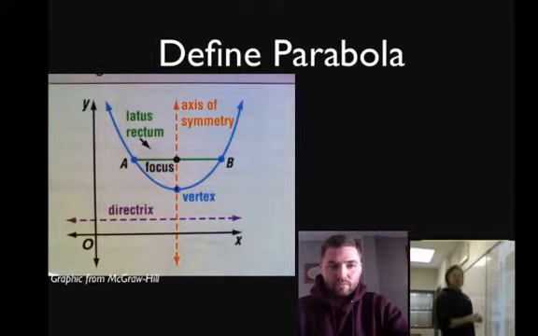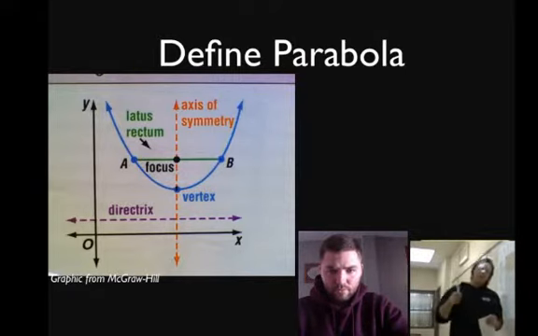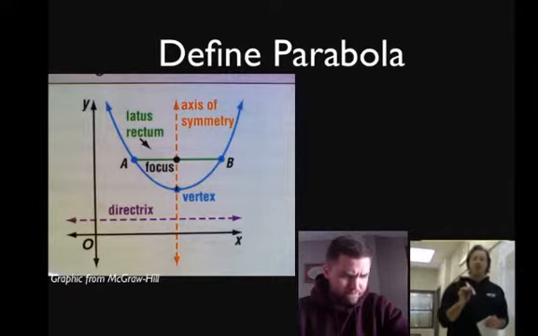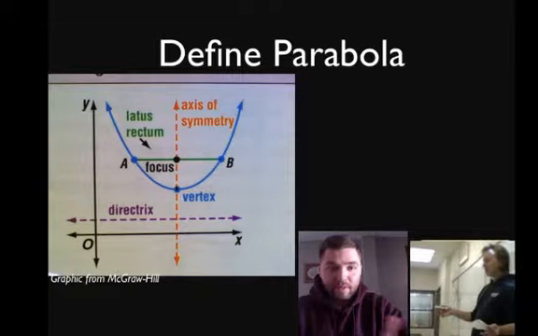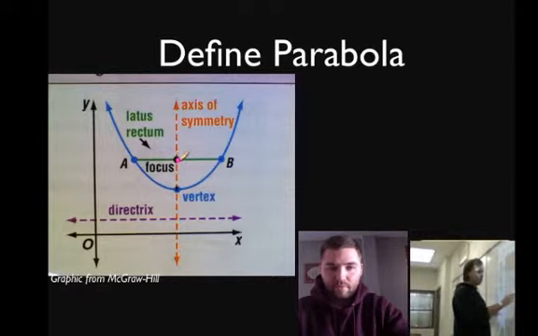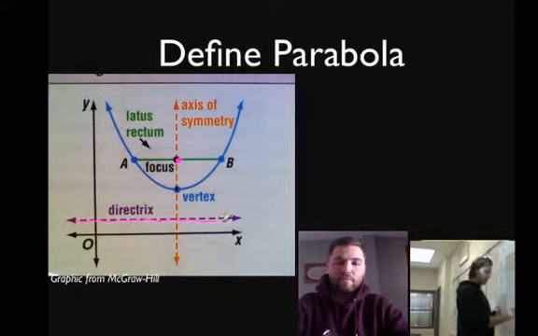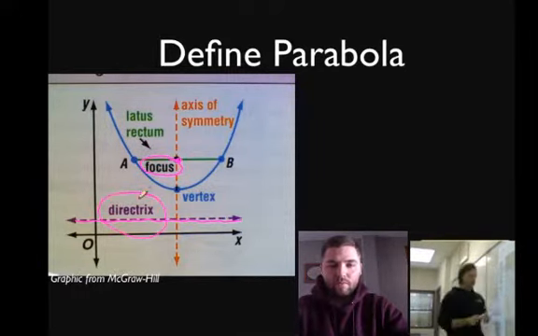So I'm going to start with the definition of a parabola. A parabola is the set of all points in a plane that are equidistant from. What does equidistant mean? Equidistant means the same distance. So it's the set of all points in a plane that are equidistant from a given point and a given line. We just happen to call the given point a focus point, and we call the given line the directrix.